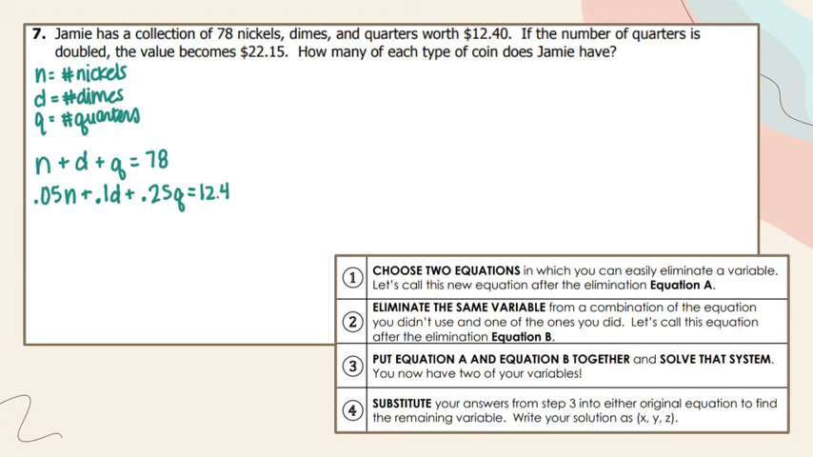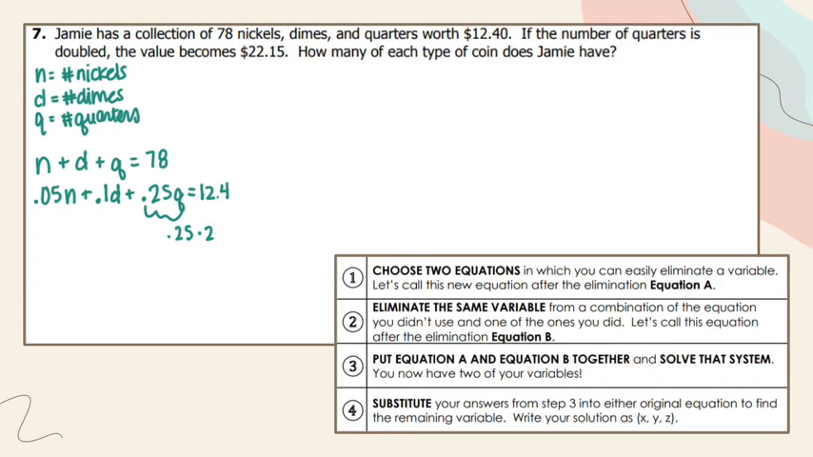Okay, then it says, if the number of quarters is doubled, the value becomes $22.15. So this one is still a value-based equation, but our quarters, we're going to have twice as many. So what that would look like is, let's just do this little section, okay? We would have 0.25 times 2q because we'd have twice as many quarters. So this is going to simplify to 0.5q.